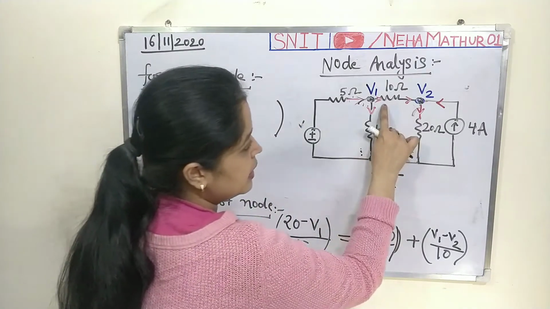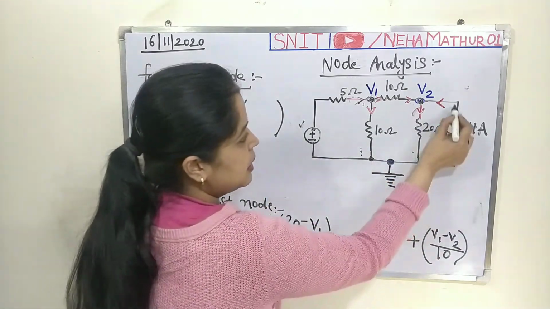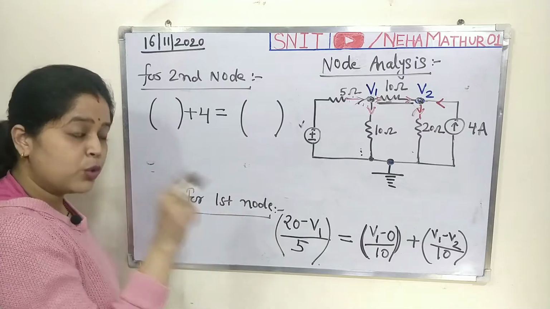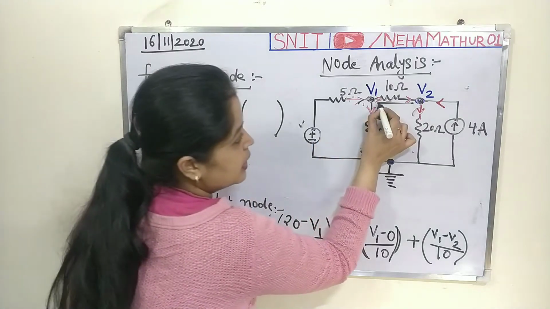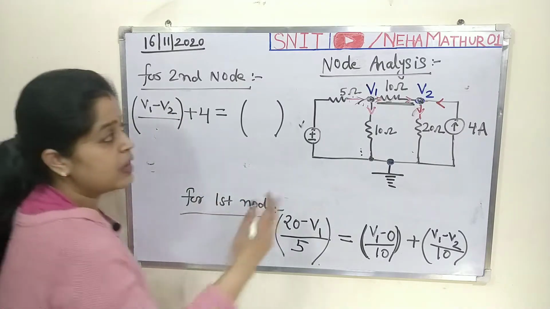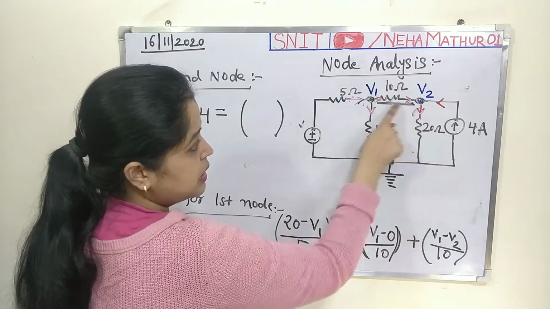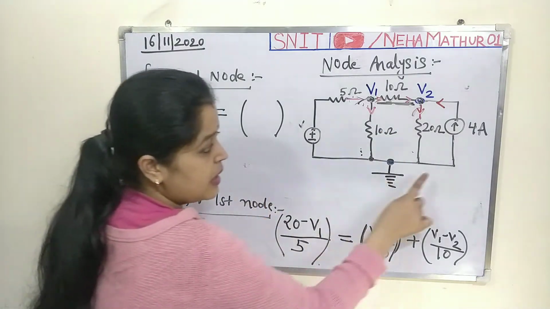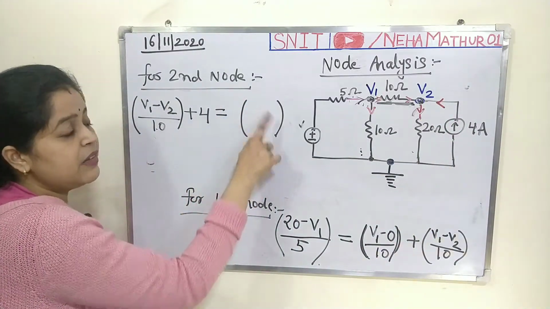Fine. So what about the entering current? This one and this one, plus 4. 4 is coming from here, the current is also coming. So you will have to mention the current with the help of Ohm's law, and as per the concept of Ohm's law, current is equal to voltage upon resistance. So current is coming from here, so it will be V1 minus V2, higher potential minus lower potential, divided by resistance, and the relevant resistance is 10. Fine. So at this node the current coming from this branch is V1 minus V2 upon 10. Similarly, the current coming over here is 4. So plus 4 is equal to leaving current.